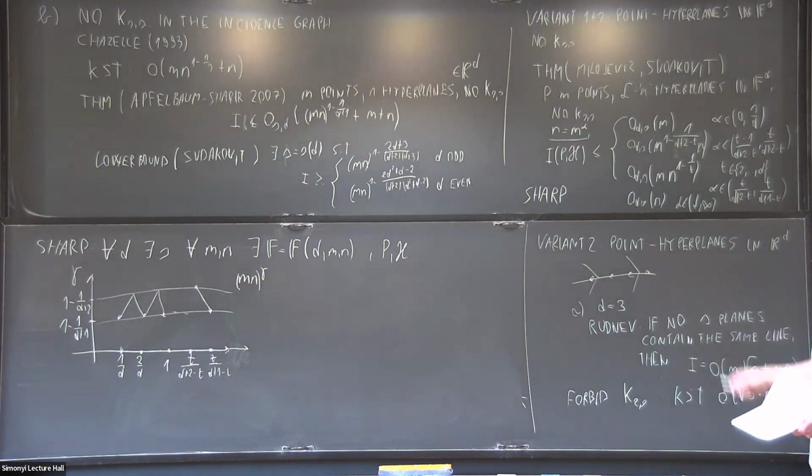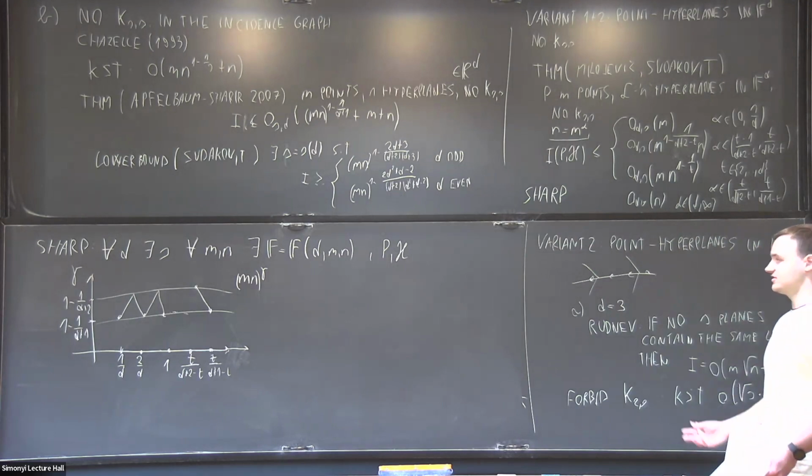However, on the other hand, our bound is stronger in the sense that it holds over arbitrary fields, and over arbitrary fields, it is in D sharp.